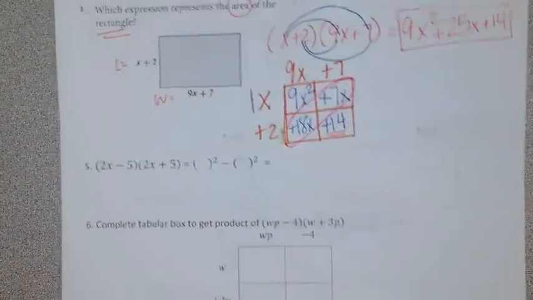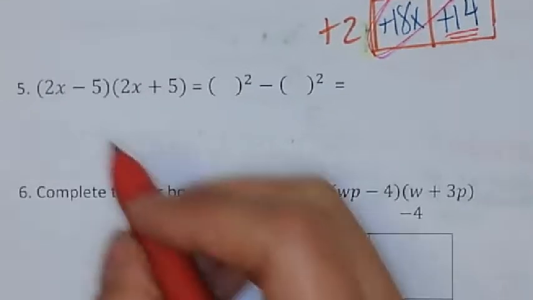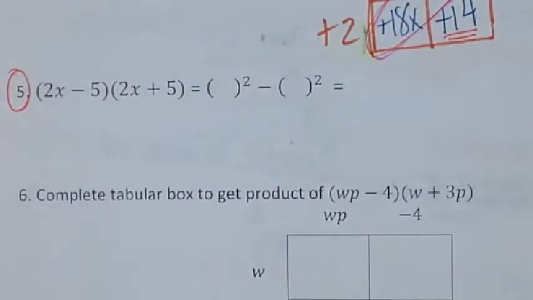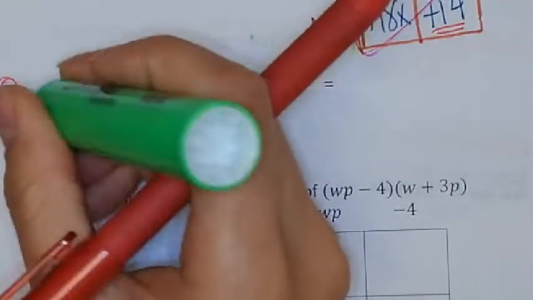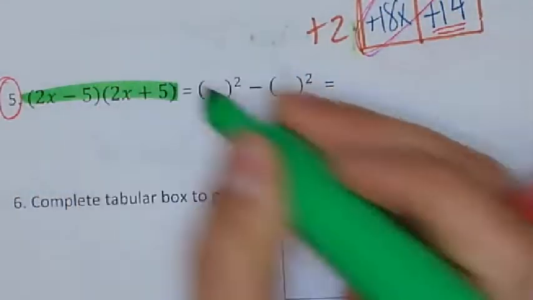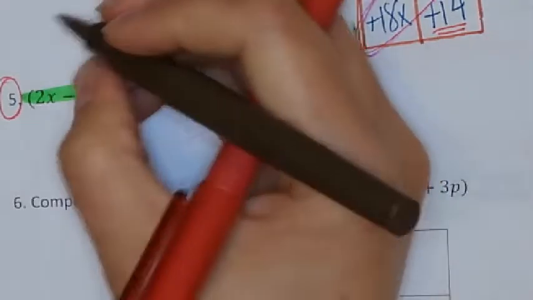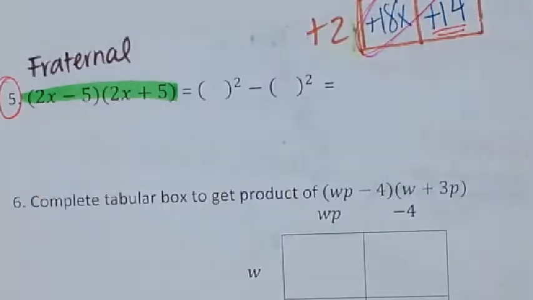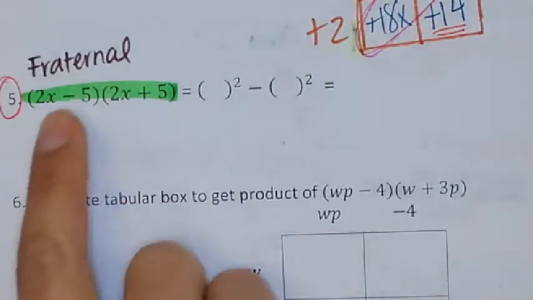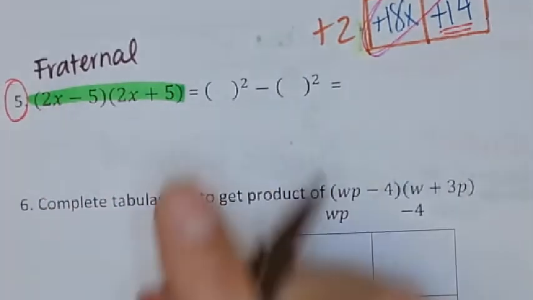For this one, I know we had a little bit of trouble here with question number 5 during class. Here you are multiplying these two binomials together. When you notice that we have, remember in class we called it fraternal twins. When they are fraternal twins, that means the terms are the same, but one is plus, one is minus. This is a difference of squares.